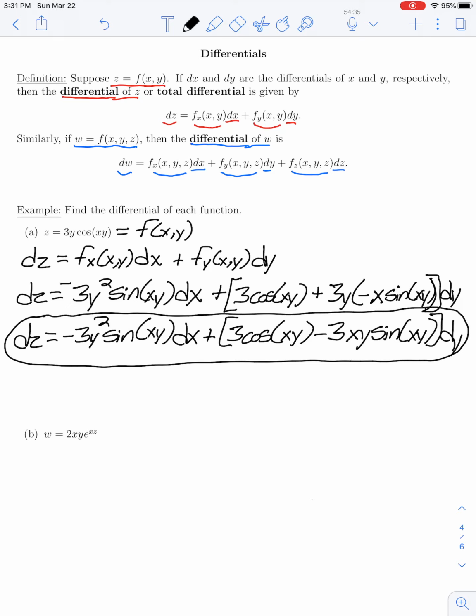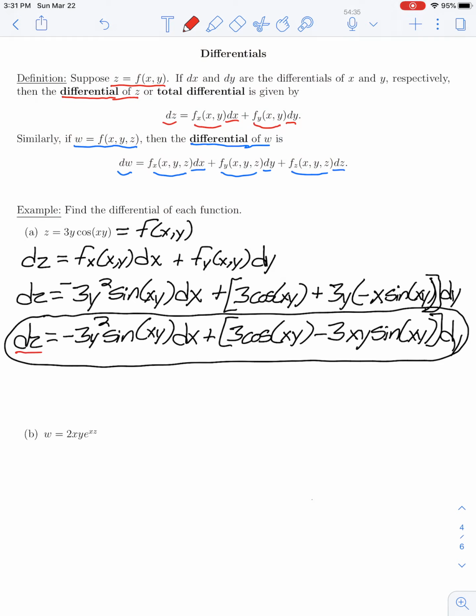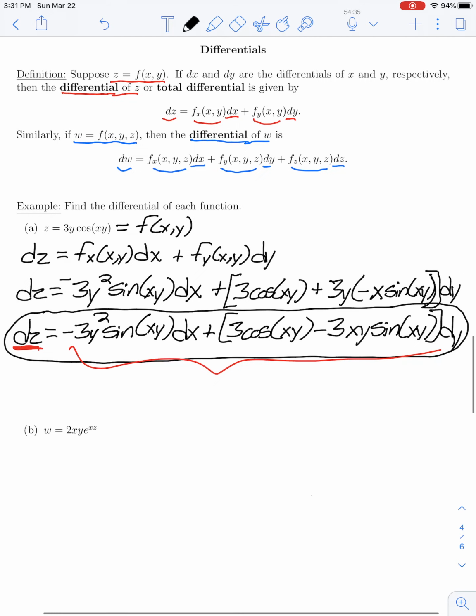Now, we had mentioned that the differentials dx and dy represent small changes in the variable x or y. So this differential that we're finding, dz, is denoting a small change in the z variable. And we can see here, because z is a function of x and y, that this change in the z direction would be defined by the following. And we're going to see where we could use these differentials in some applications at the last part of this section.